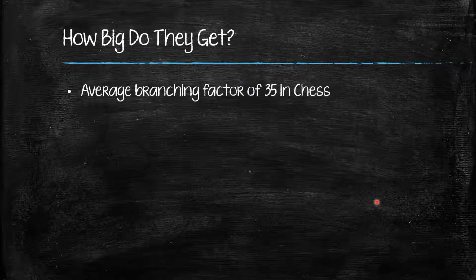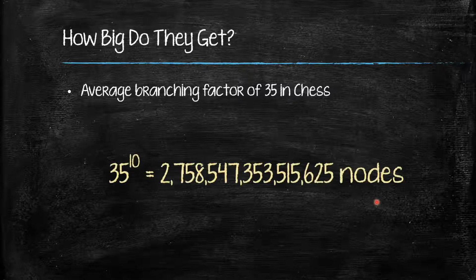So if we look at chess, chess has an average branching factor of about 35. So there are about 35 possible moves at any one time in chess. If we wanted to look 10 moves in advance in chess, which would be a pretty good number to look ahead if we want to be really strategic, this is the possible number of game states that we would have to look at. And that number is huge. This number is a really big problem for us.